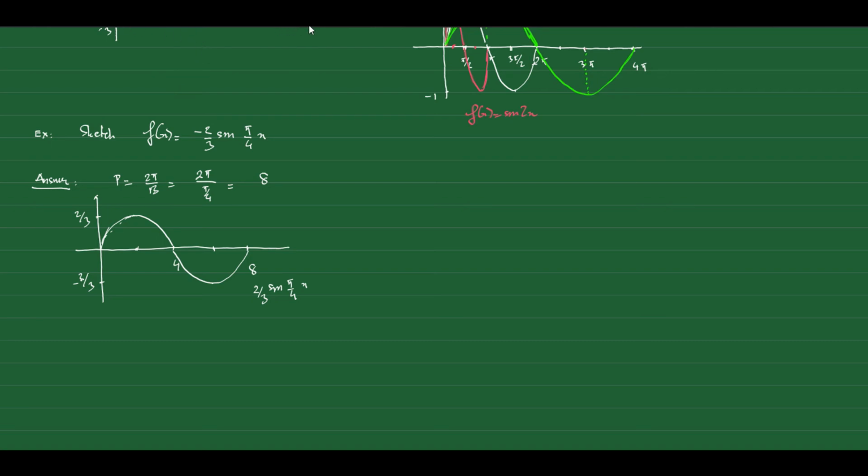So now let's make a reflection. This will be down here, and this will be up here. There you go. So this is f of x equal to negative 2 over 3 sine of pi over 4 x. So this is nothing but the transformation concept.